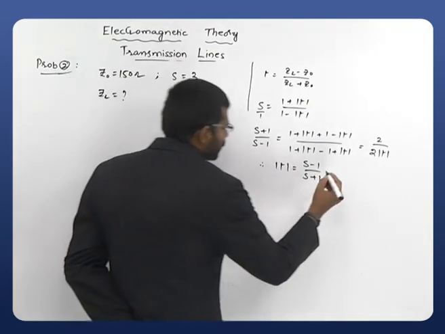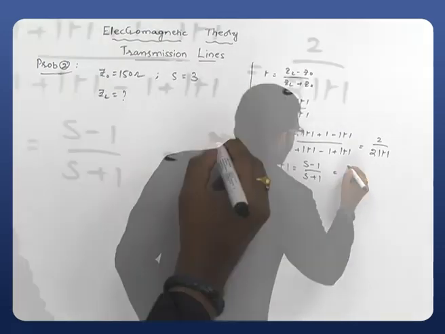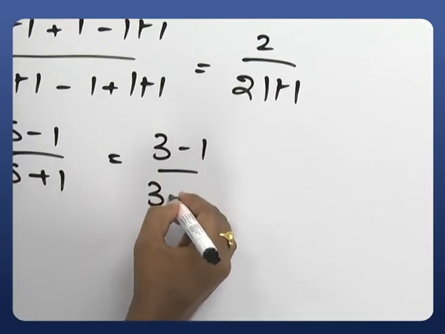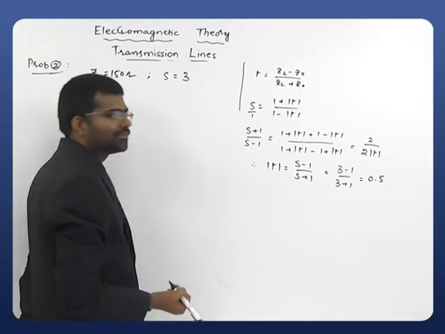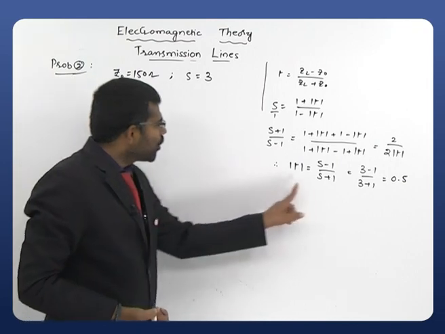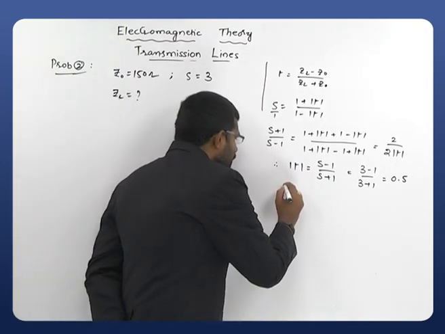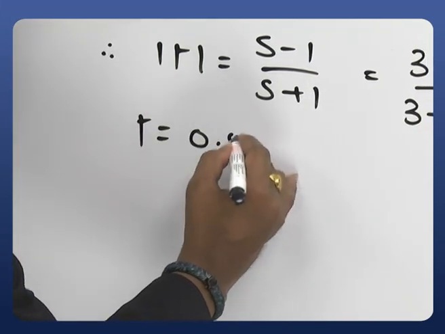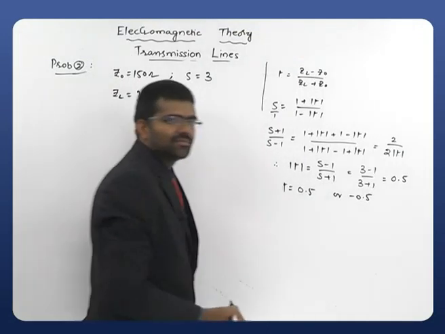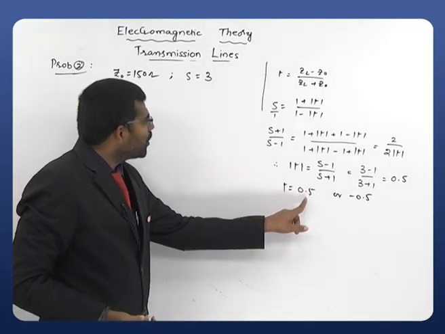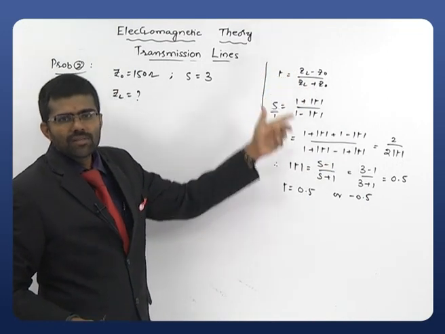Now substitute here. What is the value of S? The value of S is 3. Right? Here it is 3 minus 1 divided by 3 plus 1, which is equal to 0.5. As the magnitude of gamma is 0.5, you can interpret that gamma may be either positive 0.5 or negative 0.5. If it is positive 0.5, you will get one value of ZL. If it is negative 0.5, you may get another value of ZL.